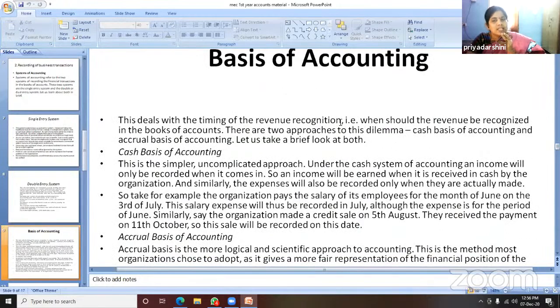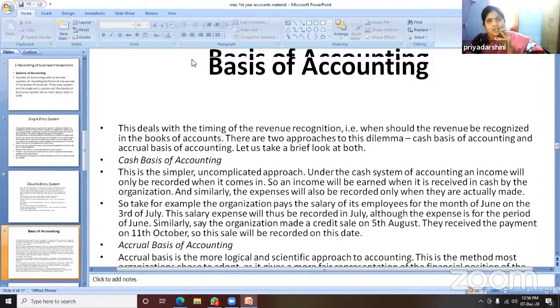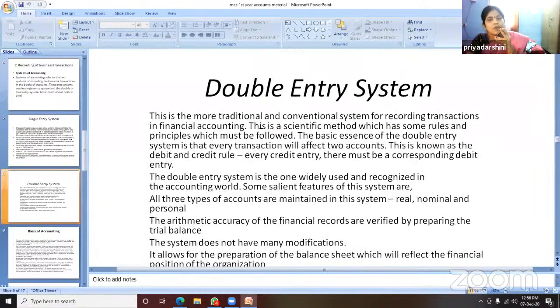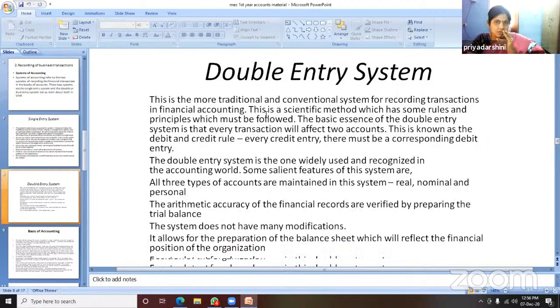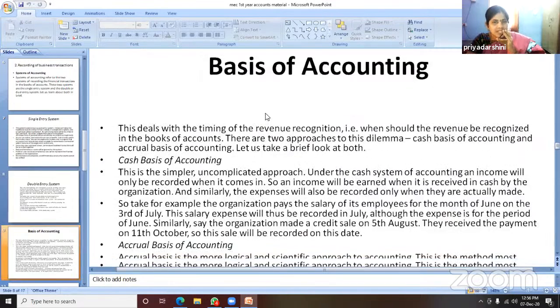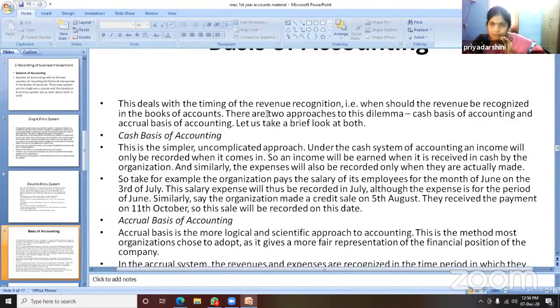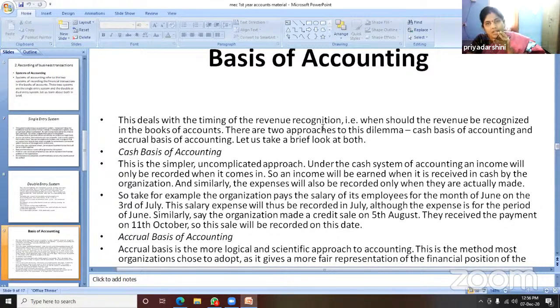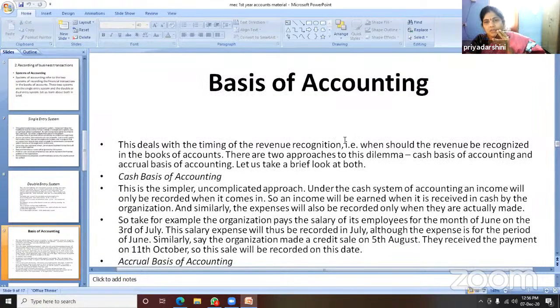So coming to the basis of accounting. Usually under a system of accounting, whether it is a single entry system or double entry system, they will follow a basis of accounting. What basis they have to follow, whether it is cash basis or accrual basis, deals with the timing of revenue recognition. Under basis of accounting, we have two types: cash basis and accrual basis.